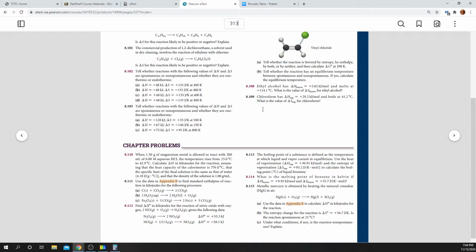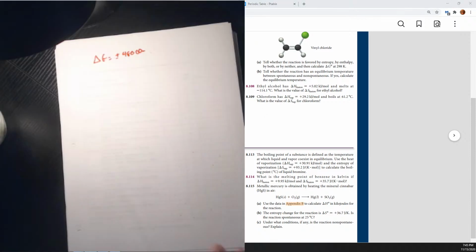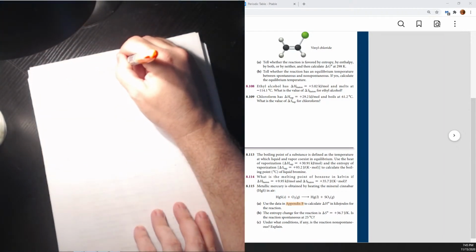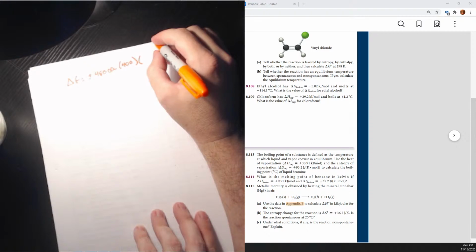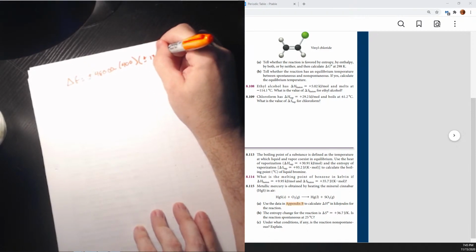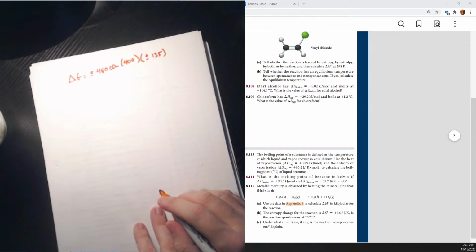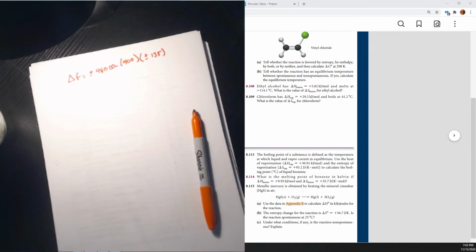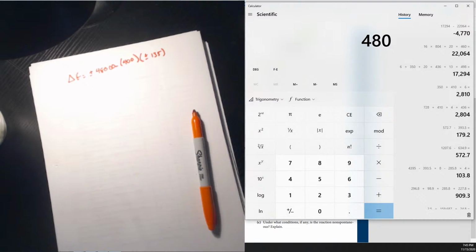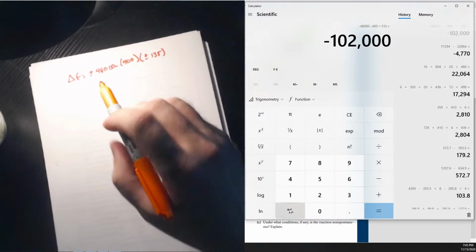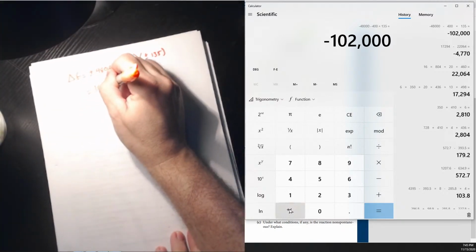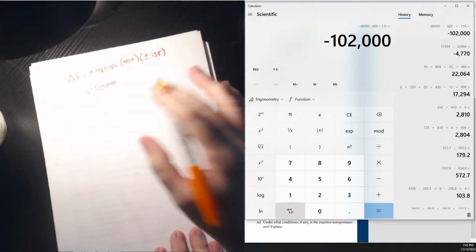delta G is equal to positive or negative 48,000 minus 400 times positive or negative 135. Oh, and you won't be able to see what I'm writing. So, calculator. So, 48,000 minus 400 times 135 is negative 102,000. So, the first one, A, is spontaneous.